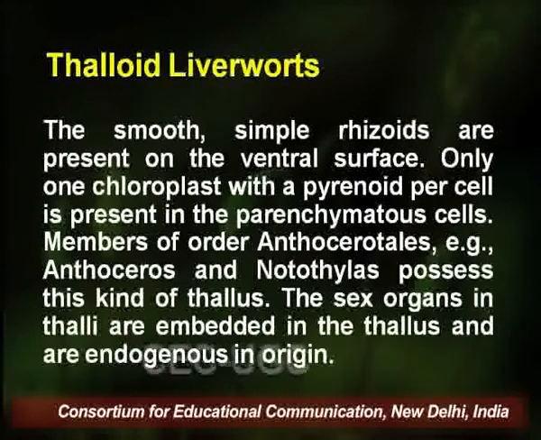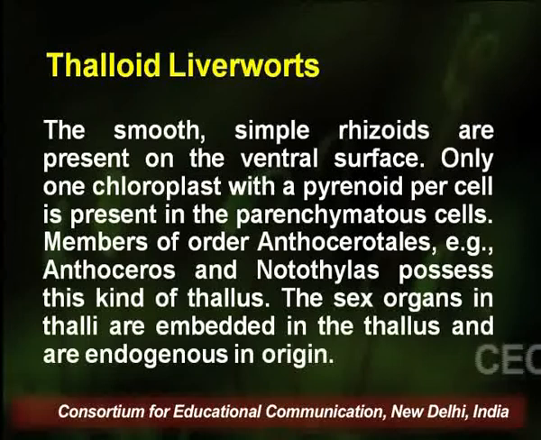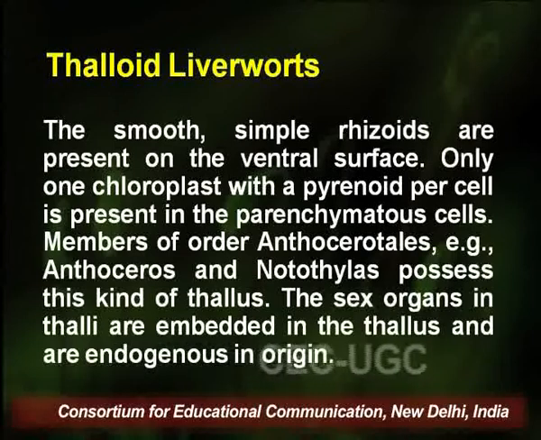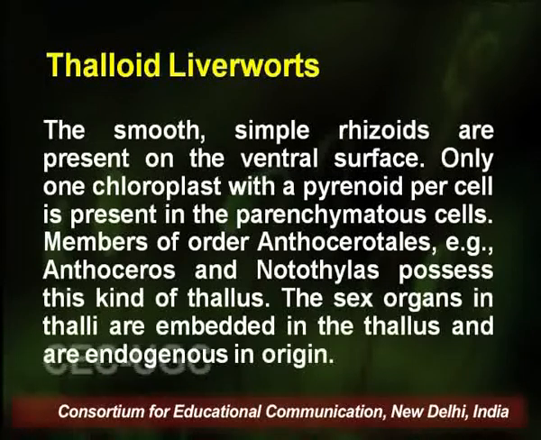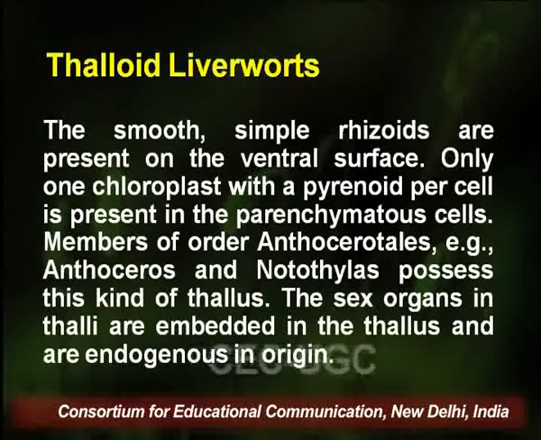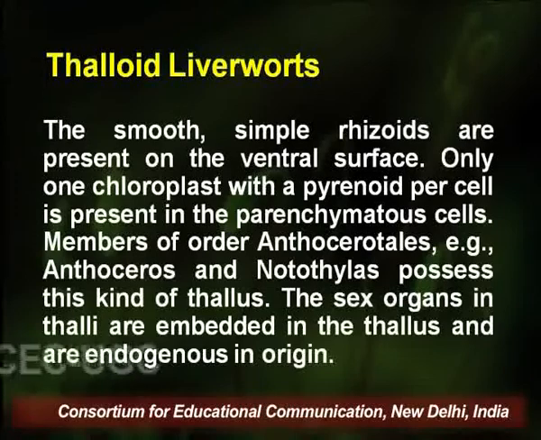The smooth, simple rhizoids are present on the ventral surface. Only one chloroplast with a pyrenoid per cell is present in the parenchymatous cells. The members of Anthocerotales, for example, Anthoceros and Notothylas, possess this kind of thallus. The sex organs in these thalli are embedded in the thallus and are endogenous in origin.